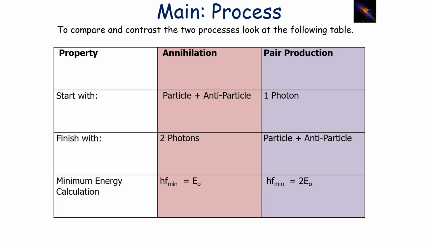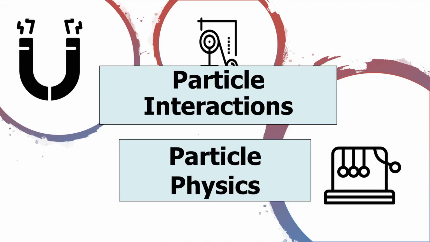Now we can compare and contrast the processes with the following table. In annihilation, you start with a particle-antiparticle, you finish with two photons, so the minimum energy calculation is E0 equals hf. Whilst in pair production, you start with one photon and finish with a particle-antiparticle, so the minimum energy calculation is 2E0 equals hf. Let's now have a look at particle interactions.